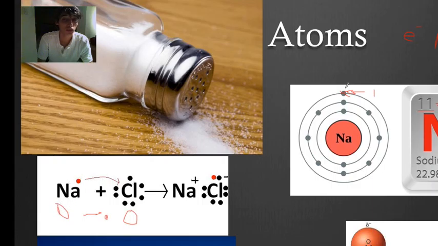Sodium has 1 in its valence shell, and elements want to get a full valence shell. So it gives it off to chloride, which has 7. And in this case, we get table salt. Sodium in itself is highly reactive to water and it can blow up, so it's not safe for us to eat. But if it forms a bond with chloride, we get table salt, which is actually safe for us to eat.